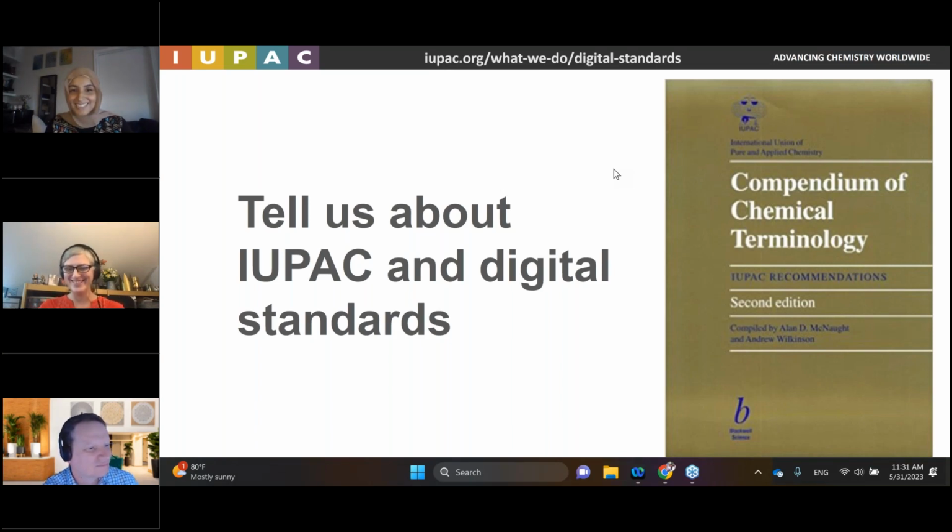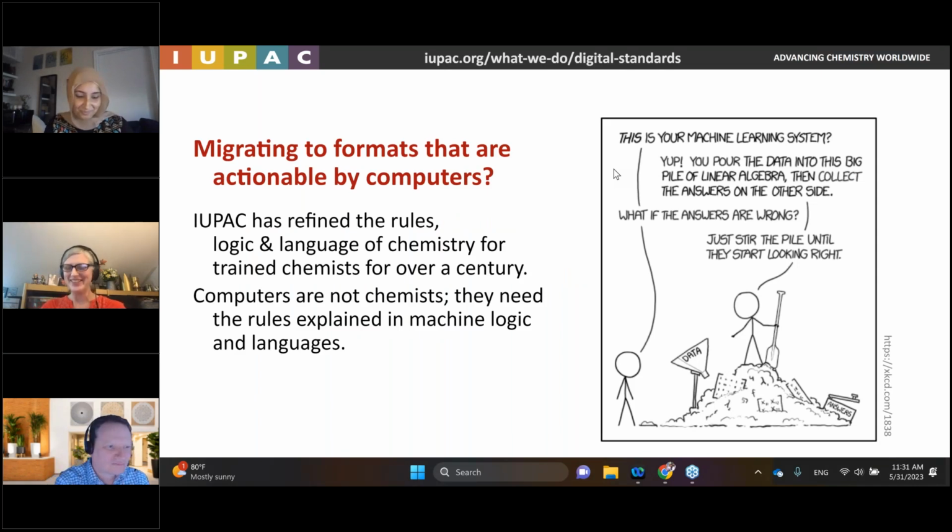Yes, briefly. Go ahead to the next slide. All right, great. So this is a great challenge for us. As I mentioned, we have over a century of experience refining the rules and parameters in the logic and language of chemistry for all of us. But what about computers? Computers are getting quite clever, but they're really not chemists, and they need those same rules that we need to use consistently. They need to have those articulated in machine logic and language so that they can use them consistently. This is not necessarily a one-to-one translation in terms of how humans approach things and how computers approach things. So this is the task that we're putting ourselves to: develop digital standards in IUPAC.